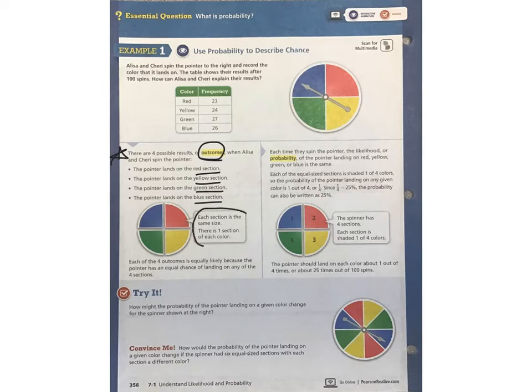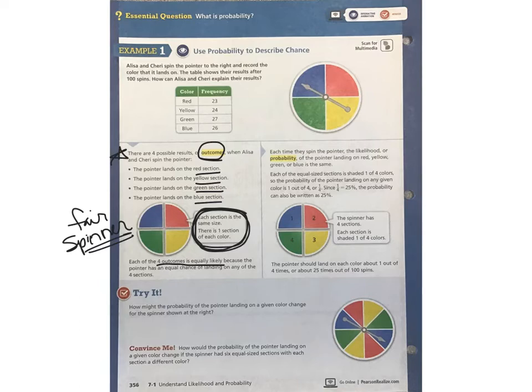Notice that each section is the same size and there is 1 section of each color. This makes it a fair spinner. The reason it's fair is it means that each of the 4 outcomes is equally likely to occur because the pointer has an equal chance of landing on any of those 4 sections.